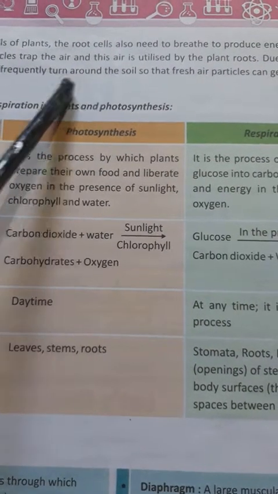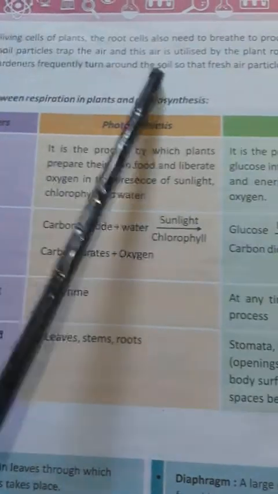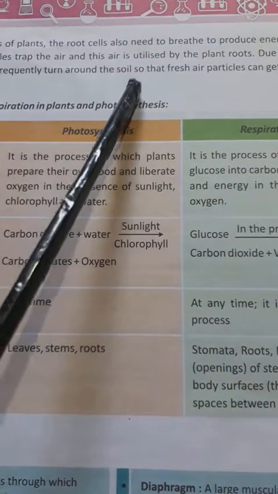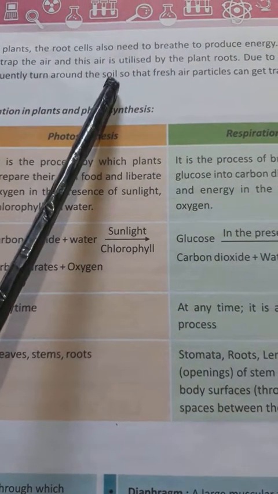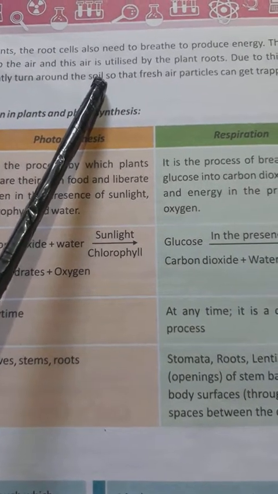But especially, for example, farmers, when they frequently turn around, when they dig the soil here and there, turning here and there, the fresh air enters inside the soil, and through that air the roots absorb the air, okay, and they produce energy, they breathe, okay.